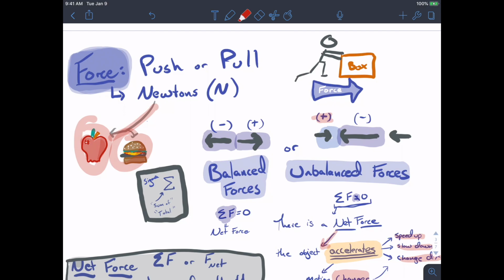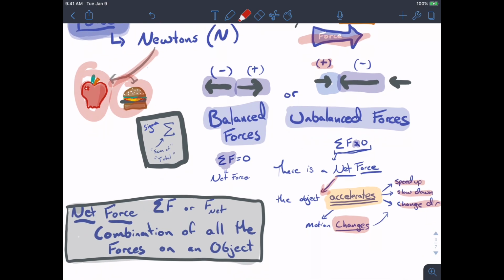A force is simply just a push or pull. So in order to get an object to change its motion, you're going to have to push it, which means to apply a force. And then often, though, objects will feel more than one force acting on them, and it can lead us to one of two scenarios.